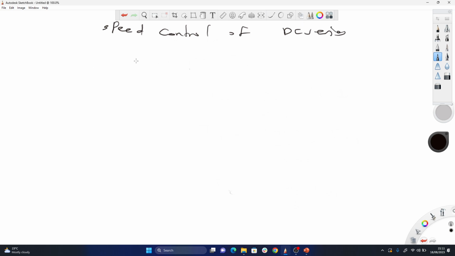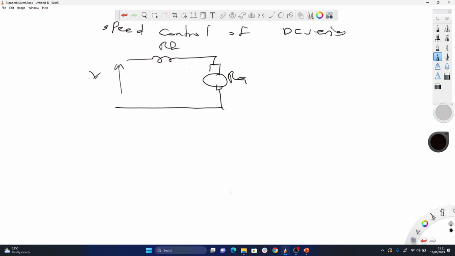Let's see how a series motor looks, right? We have a field here in series with your armature, and then you have your voltage applied here. In this case, let's look at varying the armature voltage. You know that we vary armature voltage to reduce the speed, right?